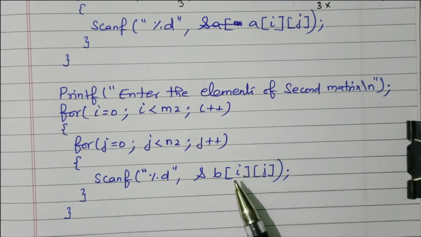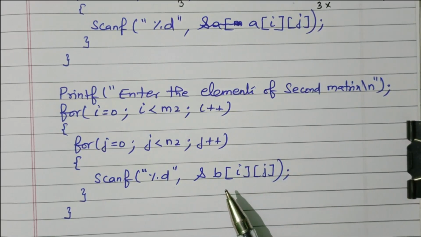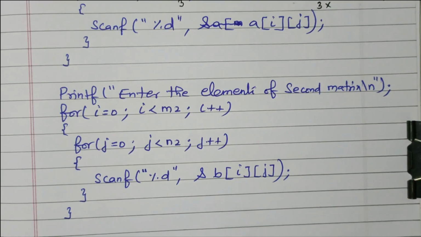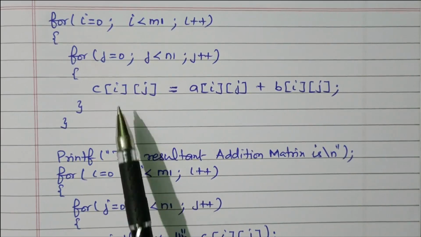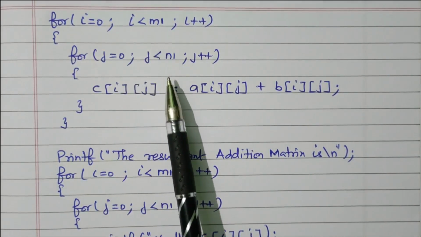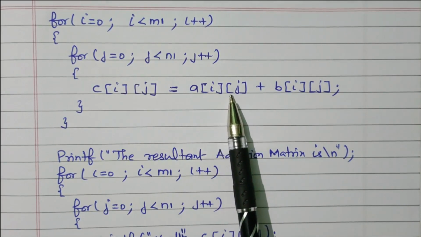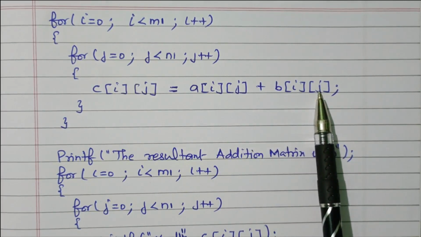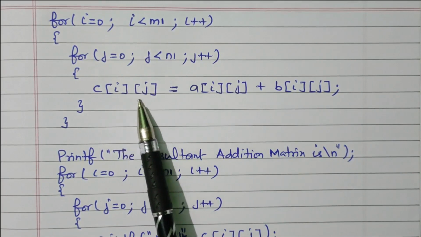The same process, 0, 0, 0, 1. Now we have got the first matrix and second matrix from the user. Now we can add the two matrices and store the result in matrix C. Now we'll see how to add the matrices. While adding also we need a for loop, because correspondingly A of 0, 0 should be added with B of 0, 0 and stored in C of 0, 0.